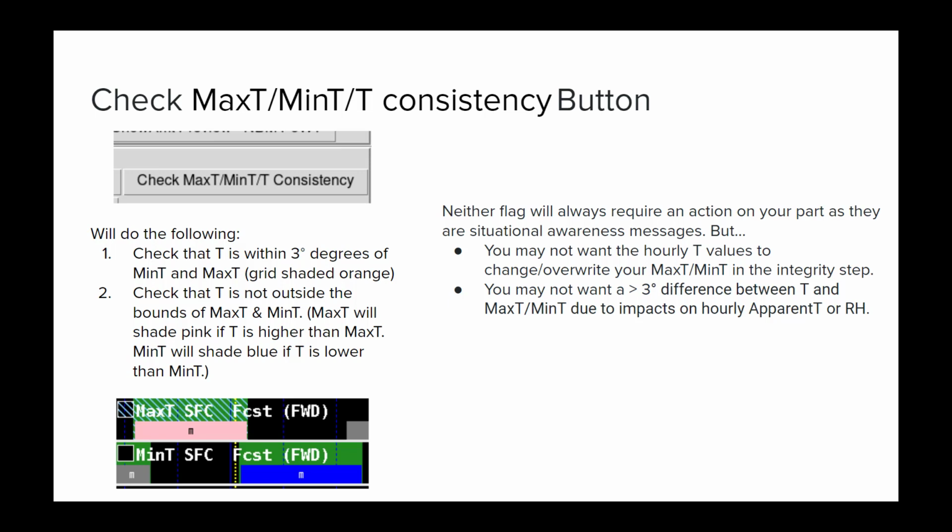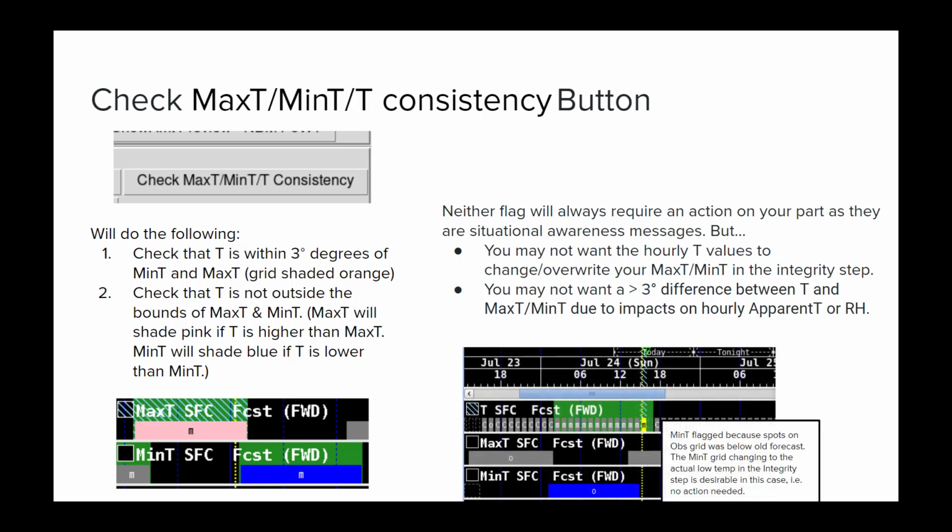But in the case of pink or blue grids, you may not want the hourly temperature values to change and overwrite your max-T and min-T, because that's what's going to happen in the integrity step. An example of wanting to let hourly T change your min or max-T forecast maybe because you put in the obs grids, and the max-T and min-T forecast need to be matched to those temperature obs. Likewise, you may not want that 3 degree difference between your hourly temperature and your max-T and min-T if you need a good hourly apparent temperature or RH forecast for that day.